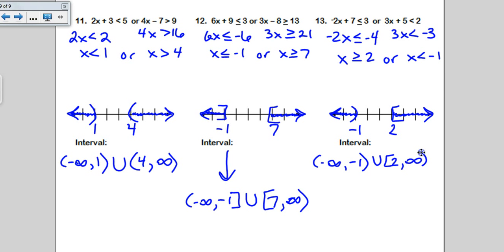All right, that concludes our lesson on 1.6, graphing inequalities and solving inequalities.